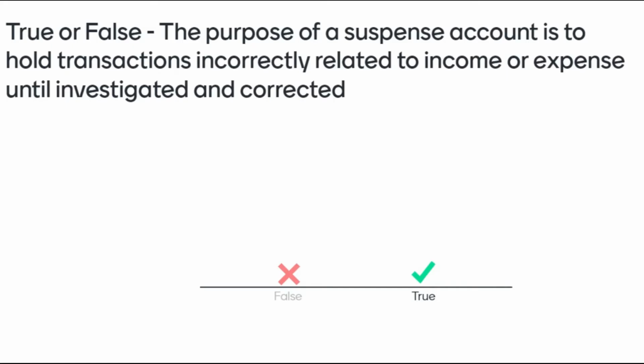Next question. The purpose of a suspense account is to hold transactions incorrectly related to income or expense until investigated and corrected. So that's true. It's just where an individual has incorrectly posted one side of a journal. So it might be that they've miscoded that, or it might just be that they're not sure where to put that currently. So that's sat in the suspense account until it's been investigated.